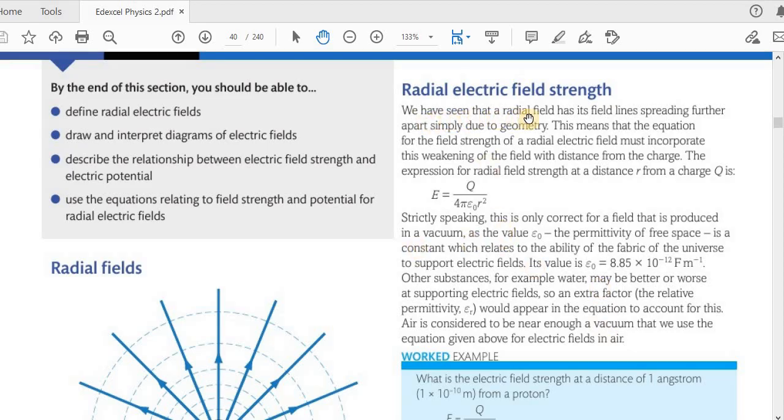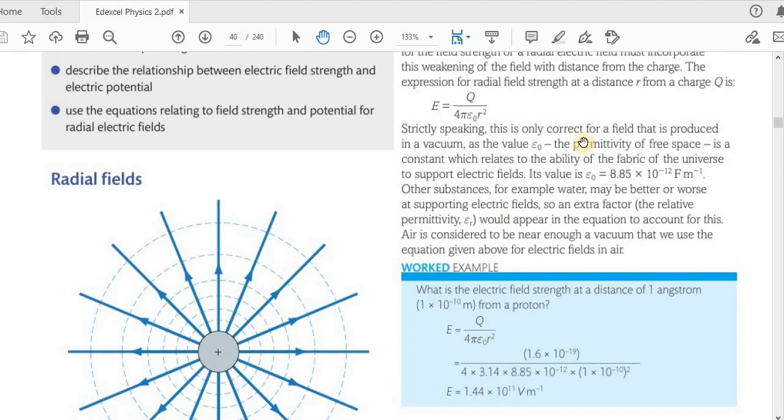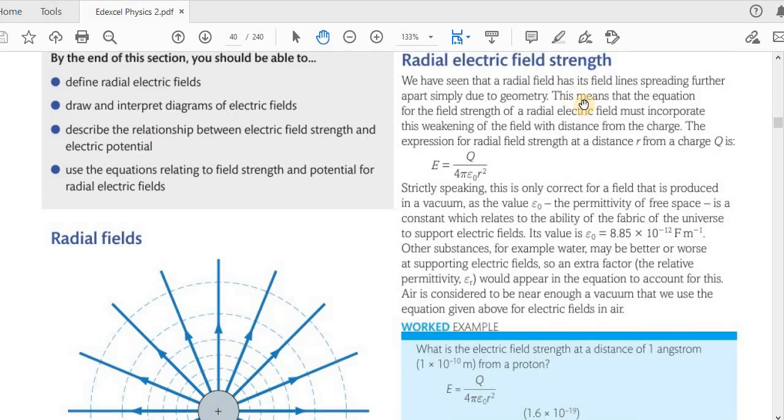We have seen that a radial field has its field lines spreading further apart simply due to geometry. You can see that. This means that the equation for the field strength of a radial electric field must incorporate this weakening of the field with distance from the charge. The expression for radial field strength at a distance r from a charge q is given by this equation. So this is for radial electric field strength.